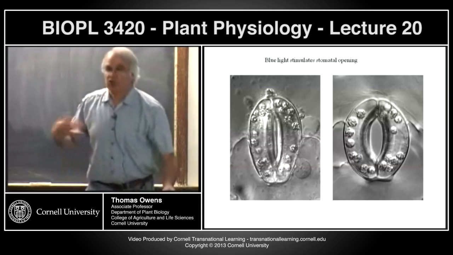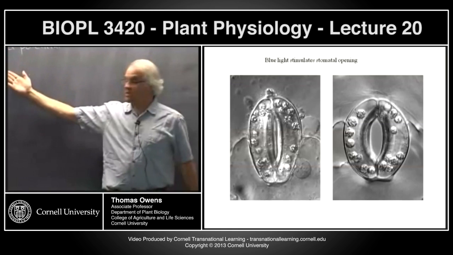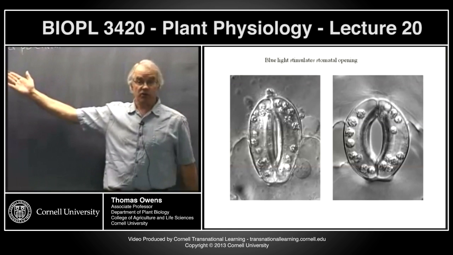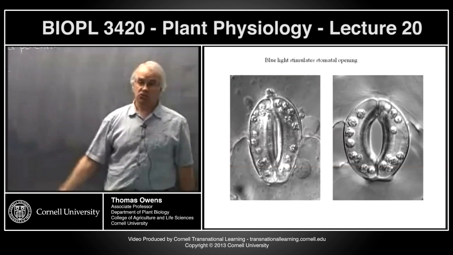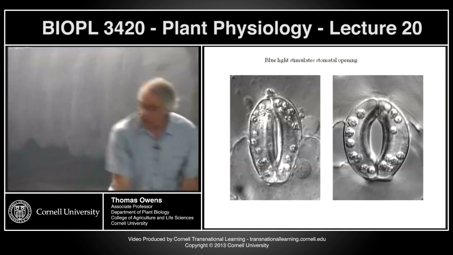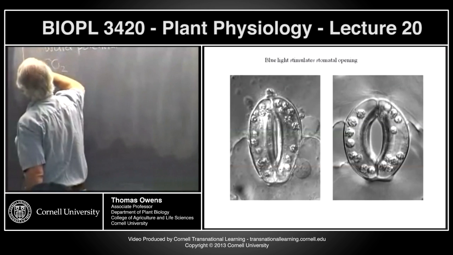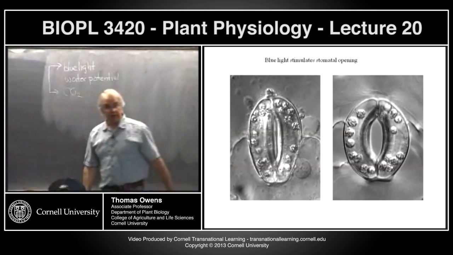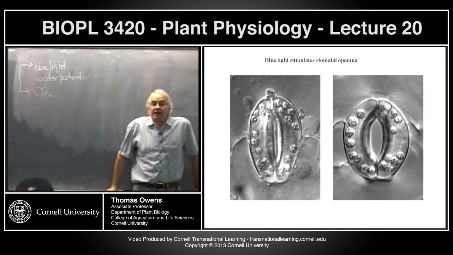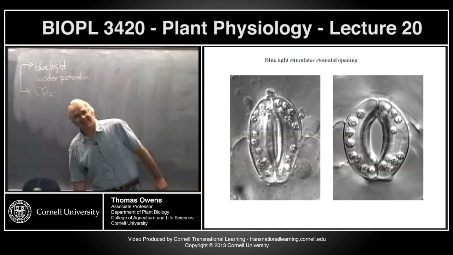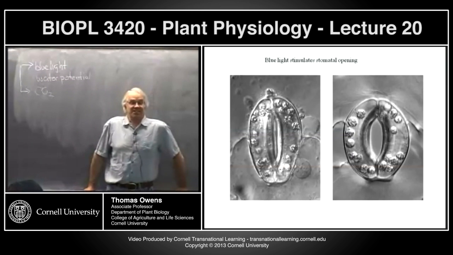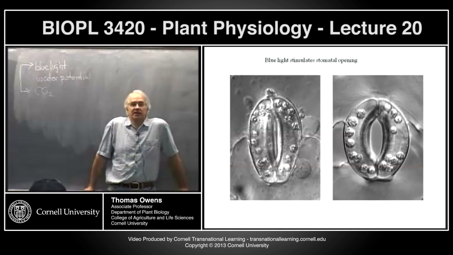So one of the things we want to try to sort out is how do these different regulatory factors in the environment actually control stomatal opening. And it should be clear to you that these two might be very hard to distinguish. Why? Why would blue light and CO2 concentration be hard to distinguish from each other? Say that again. You can't see CO2, but you can measure CO2 relatively easily.